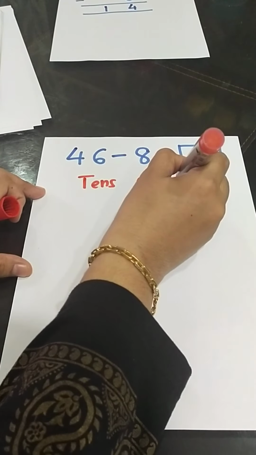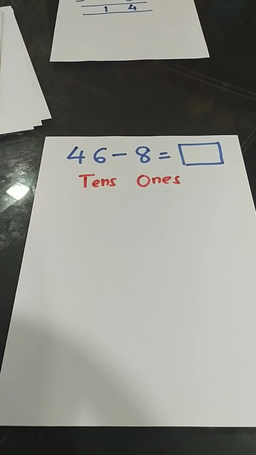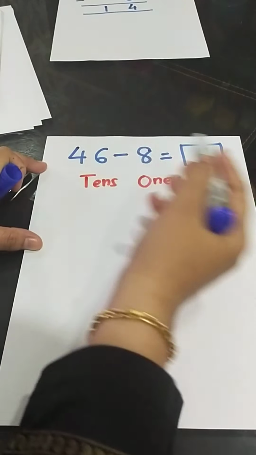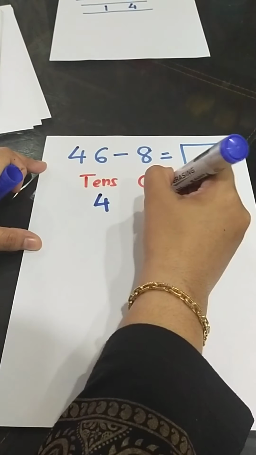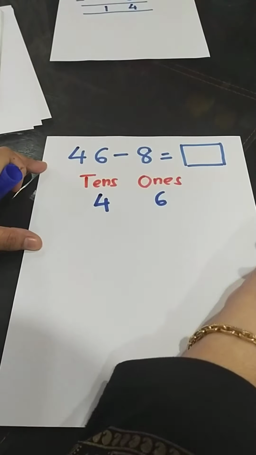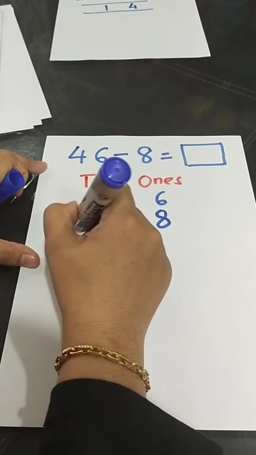ones. Okay, then we put the number at the correct place value. 46, 4 we put at tens, 6 we put at ones. Then minus 8, 1 digit, so we put at ones. Right? Underline.